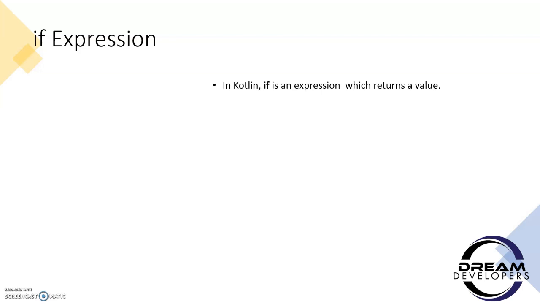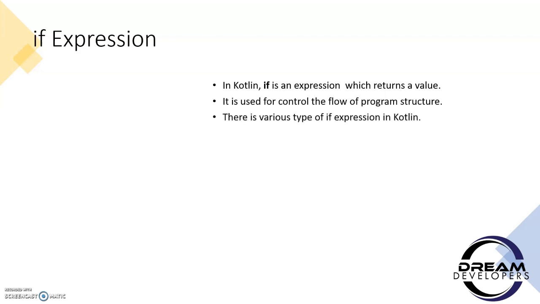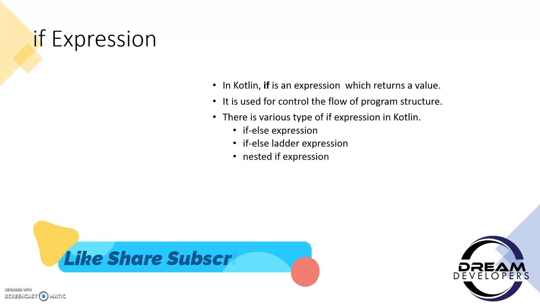In Kotlin, if is an expression which returns a value. It is used for controlling the flow of program structure. Now there are various types of if expression in Kotlin: if-else expression, if-else ladder, and nested if.